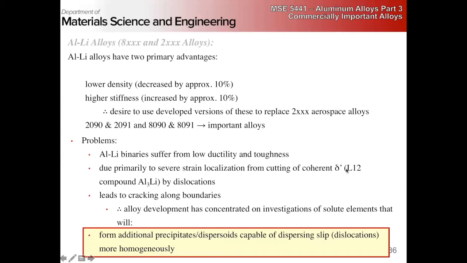Right? It's the same story that we keep talking over and over again. Anything that localizes, that allows slip to localize, is going to be bad for failure. Right? We want to have a good dispersion of fine precipitates to give us the yield strength, but we don't want stress to localize on further plastic deformation.